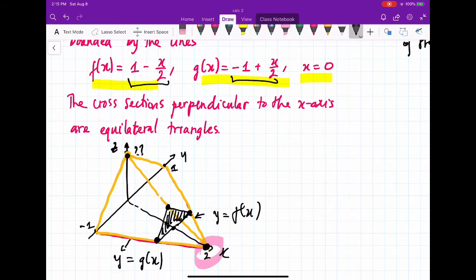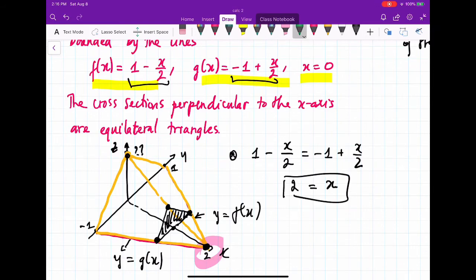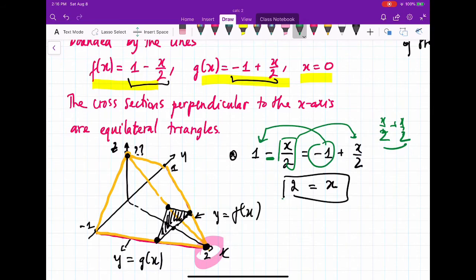Because when you set f and g equal, you have 1 minus x over 2 equal to negative 1 plus x over 2. You solve for x and you have 2 equal to x, because you bring this term to this side with a negative, so you change it to positive. x over 2 plus x over 2 is just x. Negative 1 with the 1, you change the sign, so you have 1 plus 1 is 2. So the intersection is x equal to 2.